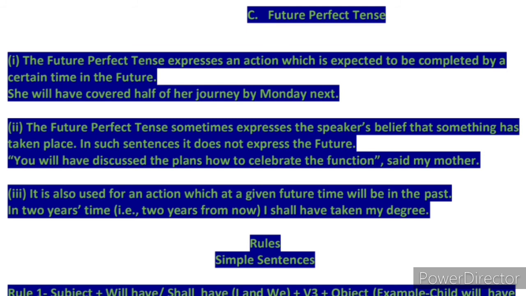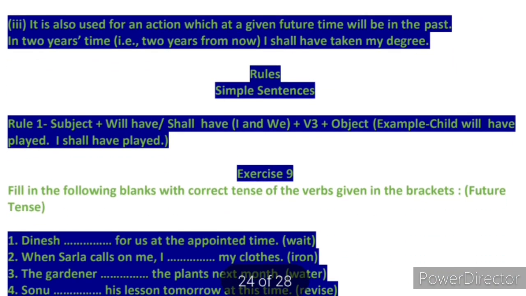Next is, it is also used for an action which at a given future time will be in the past. For example, in 2 years time I shall have taken my degree. So here are some rules. Rule 1, subject plus will have, shall have plus V3 plus object. For example, child will have played, I shall have played.